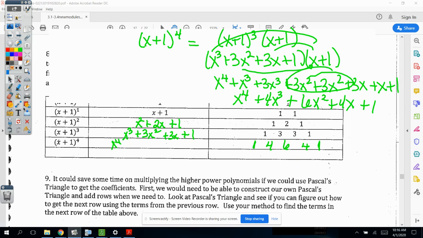Go ahead and try to do x plus 1 to the 5th if you haven't done that already, and see what comes up here.